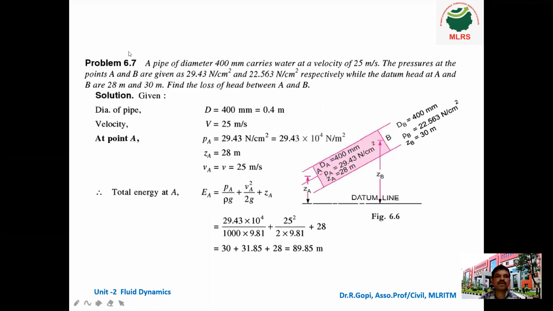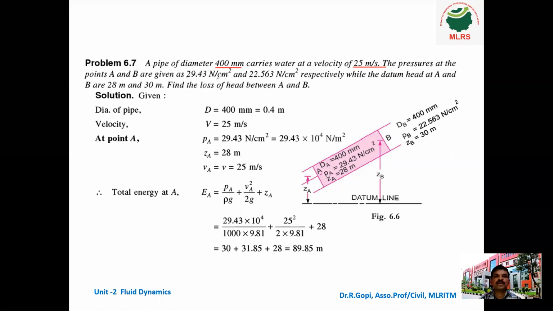Please follow this problem. A pipe of diameter 400 mm carries water at a velocity of 25 meter per second. Okay. So this is the pipe diameter 400 mm and it carries water at a velocity of 25 meter per second. The pressure at the points A and B. So there are two ends, we have taken two ends.